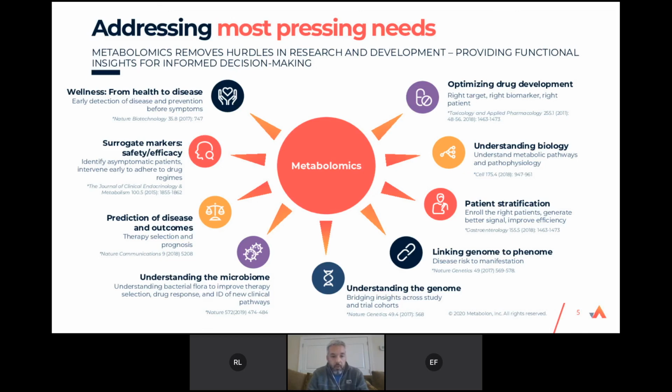But again, to focus on the topic of today and for the audience, really, I want to emphasize not only the importance of folding in metabolomics into your microbiome research, but the ability of Metabolon's technology to help you do so.